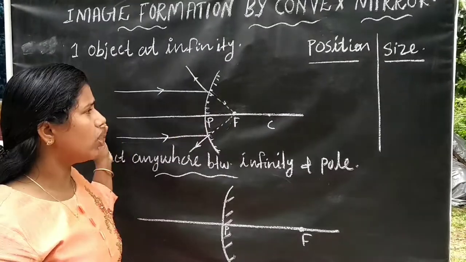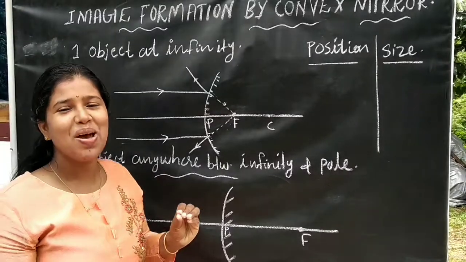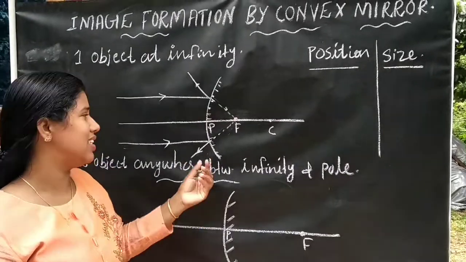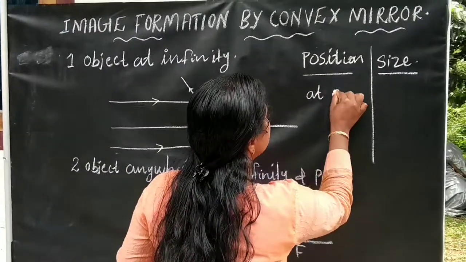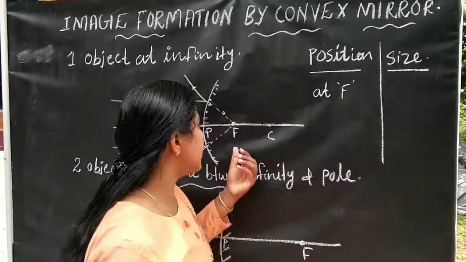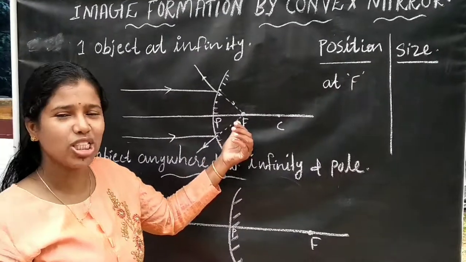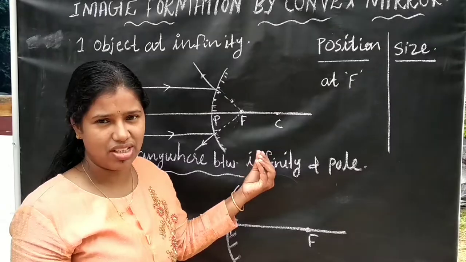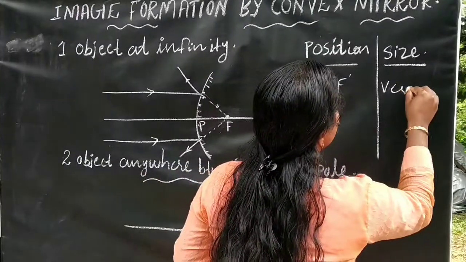Then position, we know that. The object position is at infinity, but the position of the image is at focus. Then we can write position of image at F. Then size, we know that here it is at F. Then size is very small, highly diminished. We can write very small.